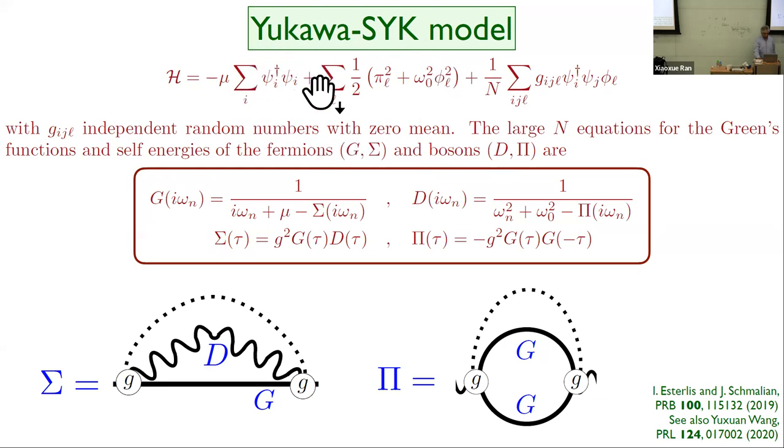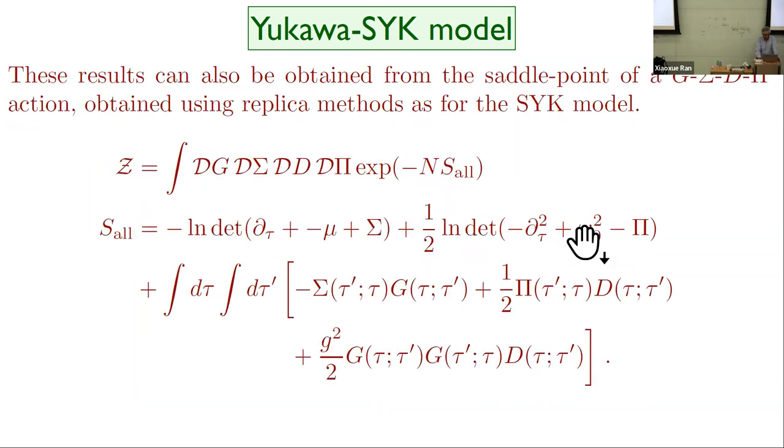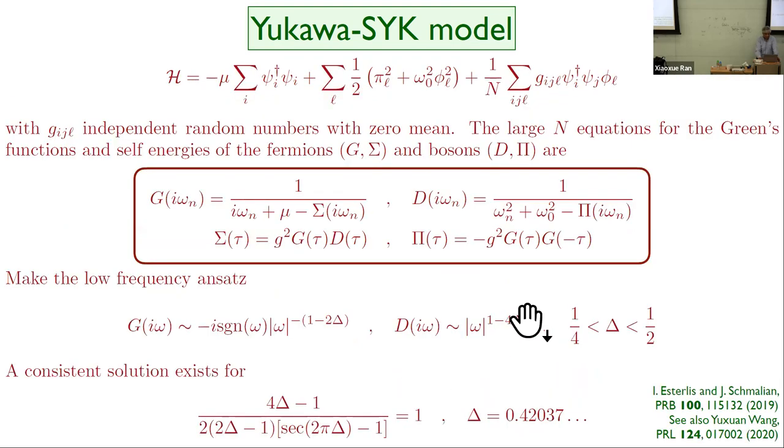Now, the fermions have no kinetic energy. They just have a chemical potential. And the bosons are oscillators at the same frequency omega naught. So again, no dispersion. And then there's some interaction, g_ijl, and we take this to be independent random numbers again. So we can turn exactly the same crank and go through all of the same analysis. These are the saddle point equations. And then you can solve them by the same methods. And the solutions are really very similar. Here are the solutions.